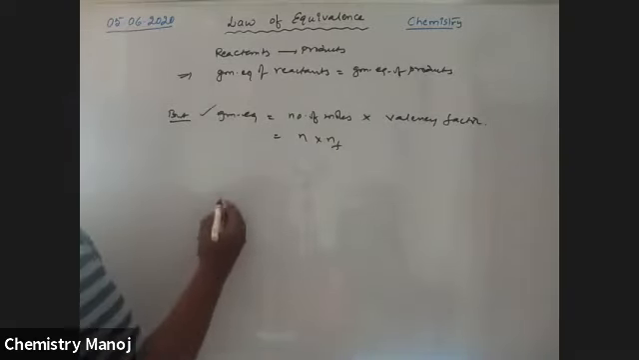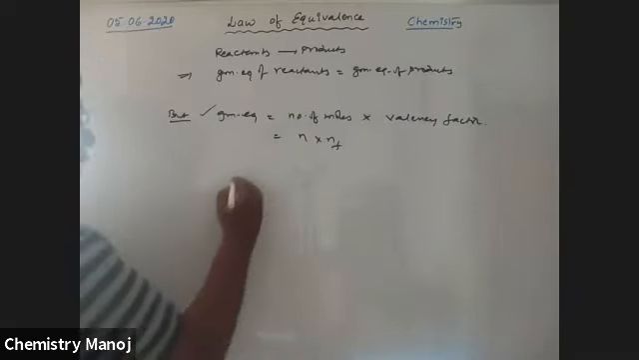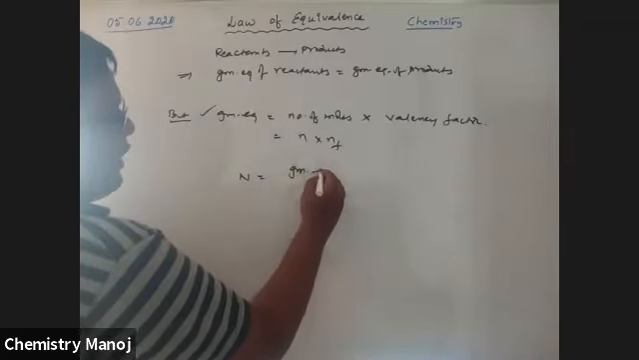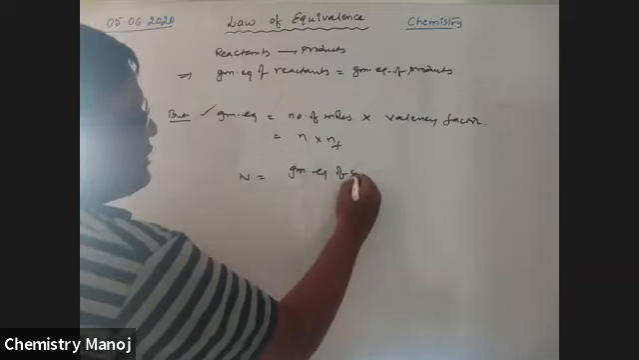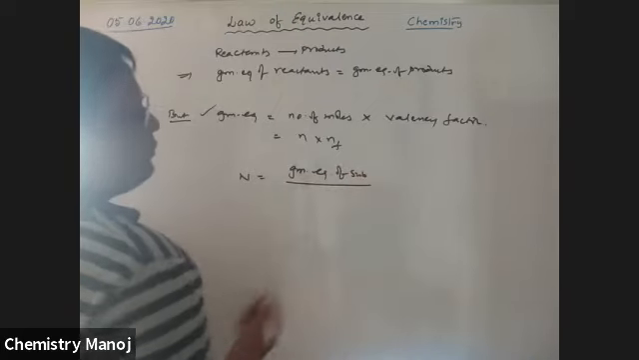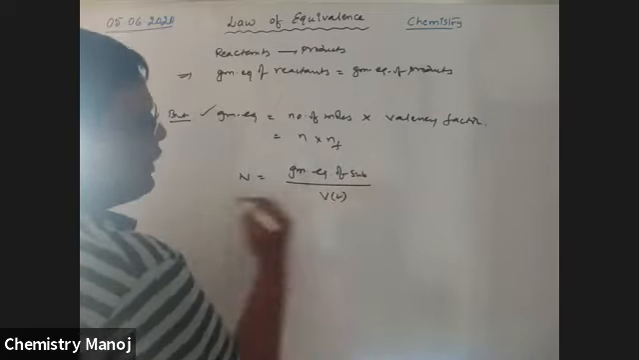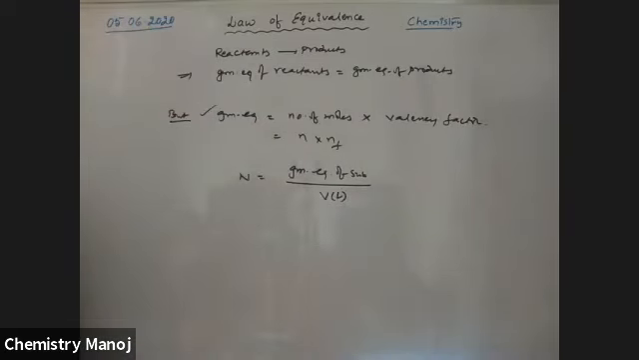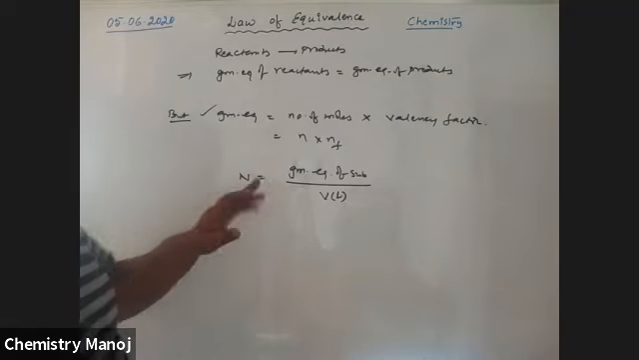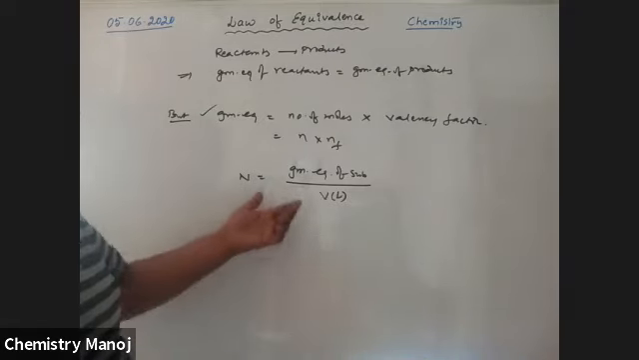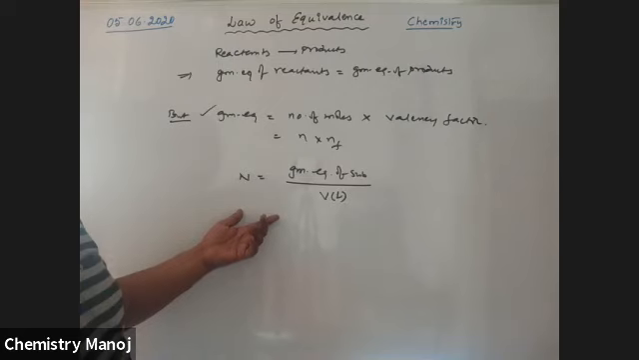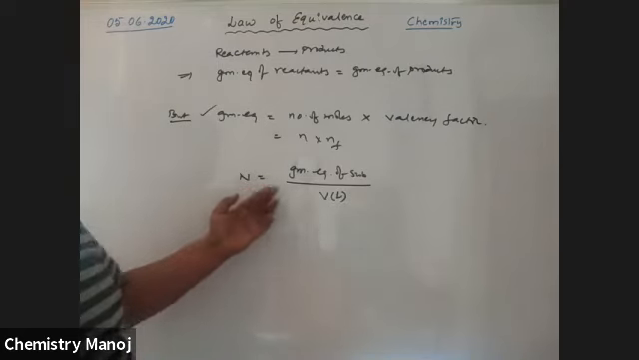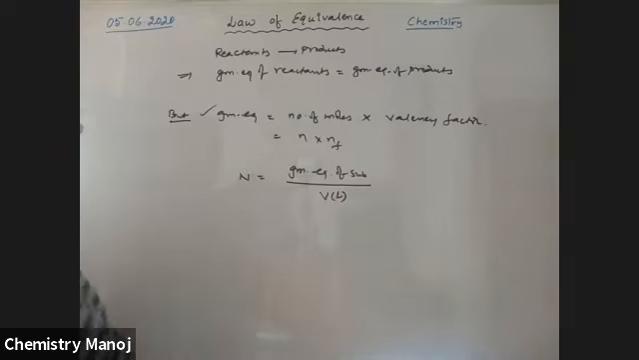Next, generally you know the formula: normality is equal to gram equivalent of substance by volume of the solution in liters. It is a formula to calculate normality. Later we will explain this after completion of your 10th class exams, and we will clarify this concept. So normality of the solution is equal to gram equivalence of substance by volume in liters.